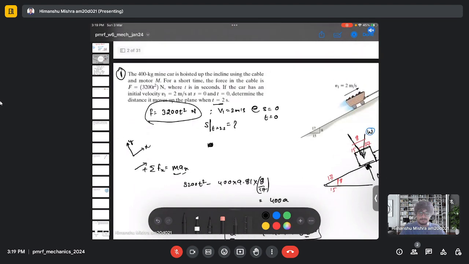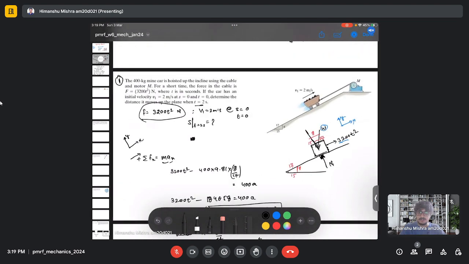So just to recap, here we have given the 400 kg car which is trying to go ahead in the inclined plane, and we have given the force due to the cable, and then we have given the velocity at the initial condition, and we need to determine the displacement at time t equals 2 seconds.